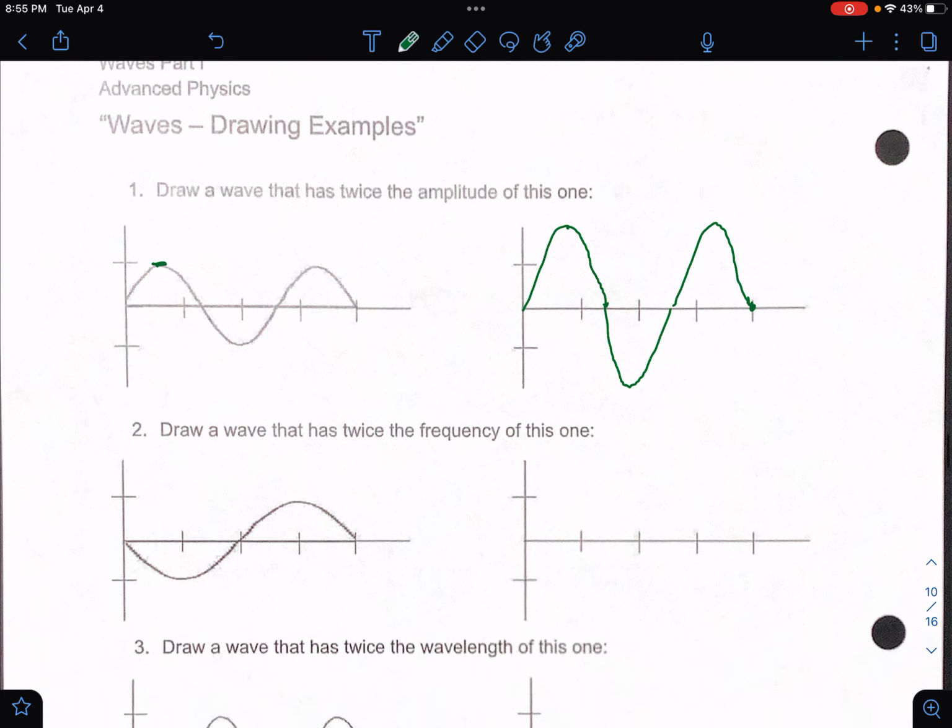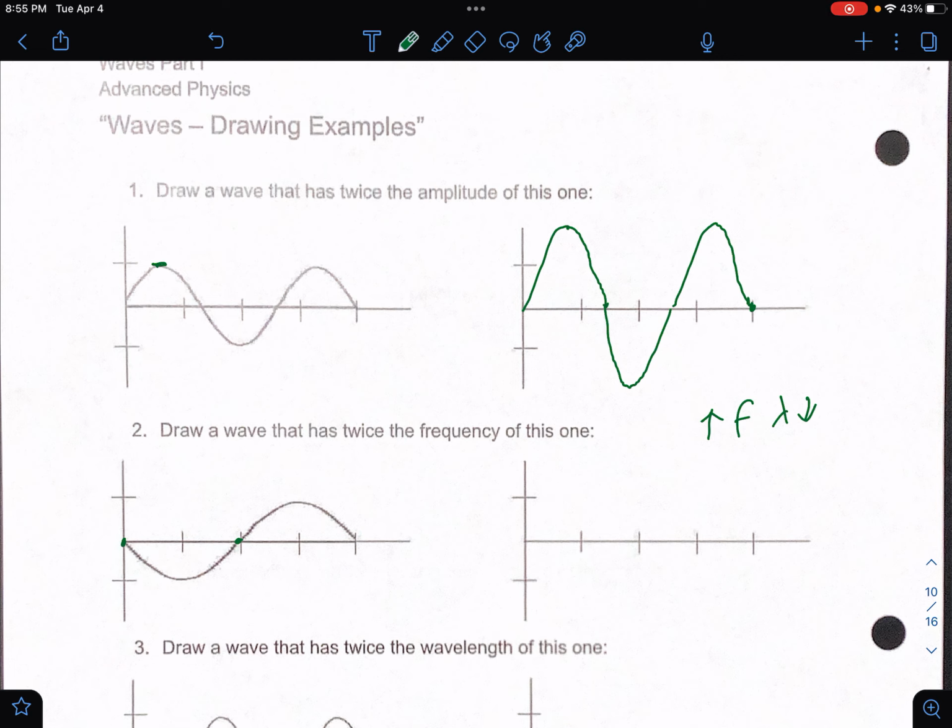Number two, draw a wave that has twice the frequency. So twice the frequency. So remember, frequency and wavelength are inverse. So if one goes up, the other one has to go down. So if I want twice the frequency, my wavelength has to go down by half. So if my wave in the original one is basically going to take two lines just for half a wave, that means when I draw my next wave, I only get one line for half of a wave.